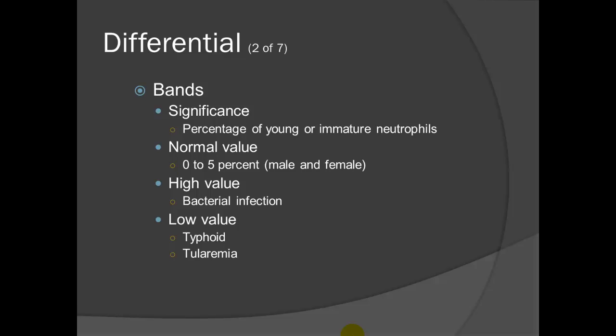Differential, 2 of 7. Bands, the significance of this: percentage of young or immature neutrophils. Normal value should be from about 0 to 5% in males and females. A high value of bands means that you have a bacterial infection. A low value may mean that you have typhoid or tularemia.